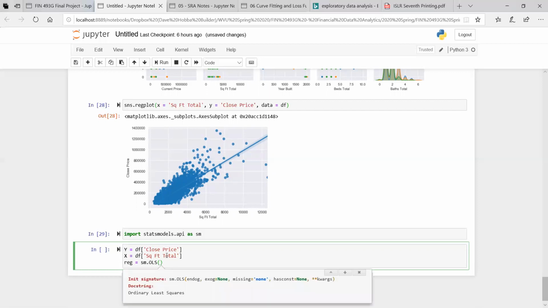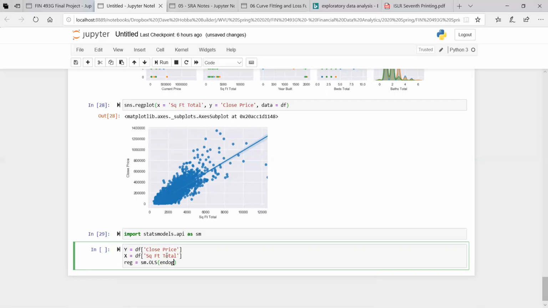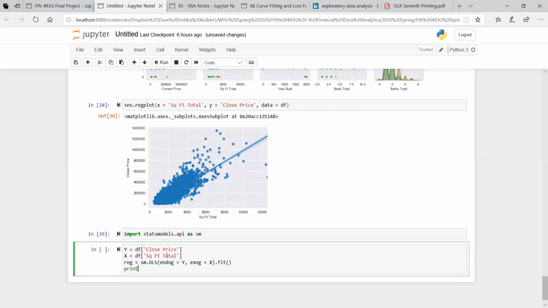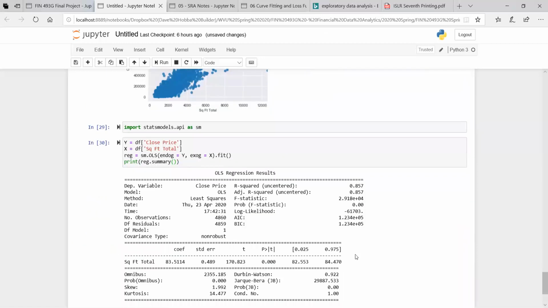We'll go ahead, and if we do the regression, you're going to have sm.OLS, ordinary least squares. Remember, Python's case sensitive. And the endogenous variable is going to be y. This is the dependent. And the exogenous variable is going to be x. This is the independent, or the explanatory variable. We're going to fit the ordinary least squares line. And then let's print the regression summary results.